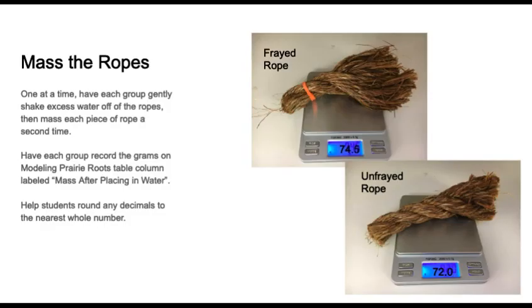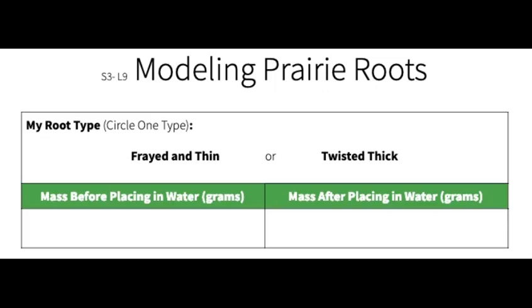After the ropes have soaked for 15 minutes, have each group gently shake excess water from their ropes and return to the scale one at a time to measure and record the new mass of their rope. Each group should record the mass in grams on their student journal page, here again rounding to the nearest whole number.